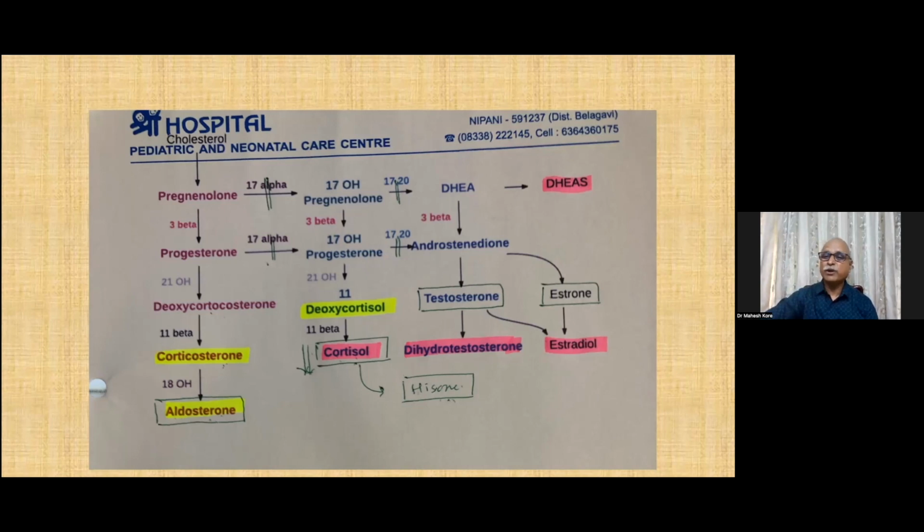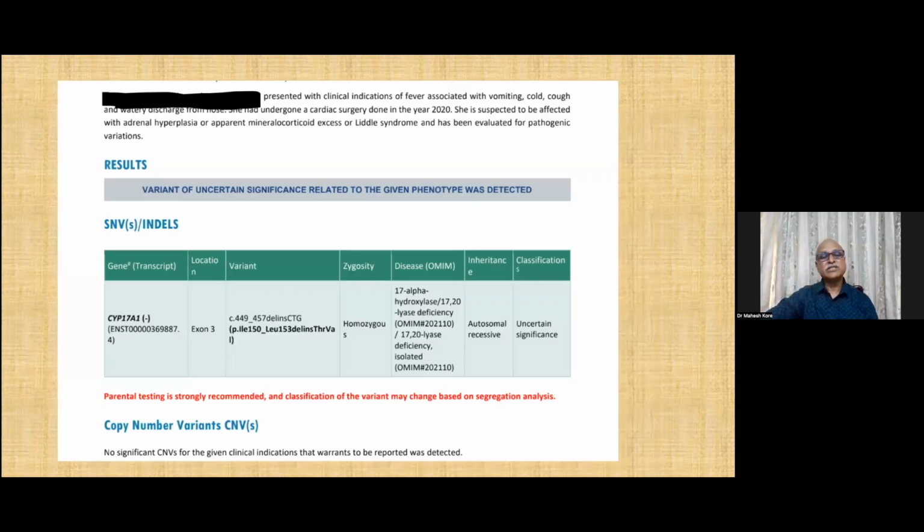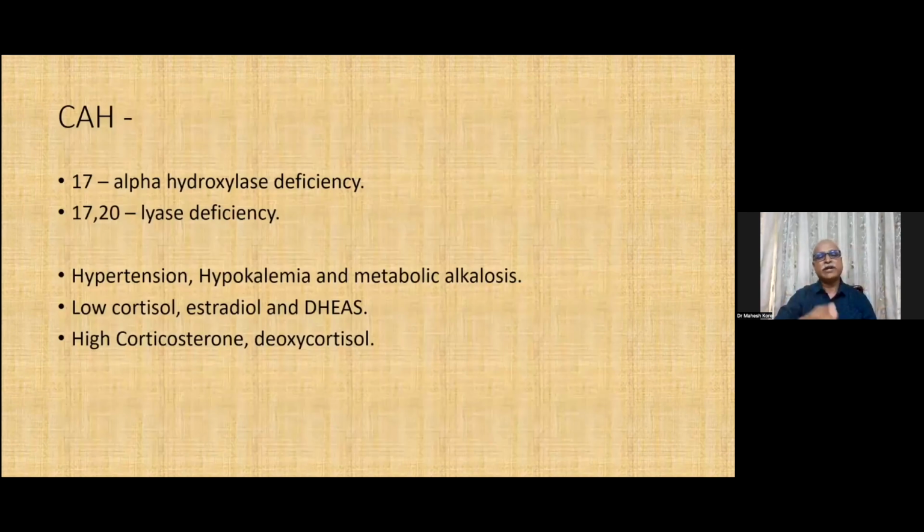We started with spironolactone and K-sol initially. Then this report came: clinical exome sequencing proved that we are dealing with 17 alpha hydroxylase deficiency or 17,20-lyase deficiency. It is difficult to differentiate between them. I would like to hear from you, sir, now. This was hypertension, hypokalemia, metabolic alkalosis, low cortisol, estradiol, DHEAS, and high corticosterone and deoxycorticosterone. So, 17 alpha hydroxylase deficiency or 17,20-lyase deficiency.